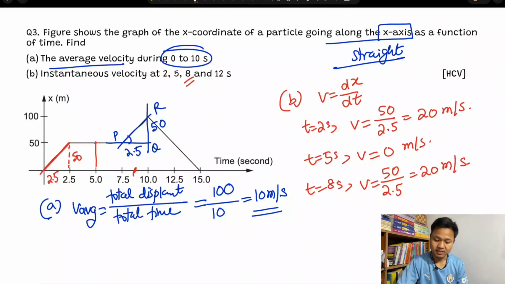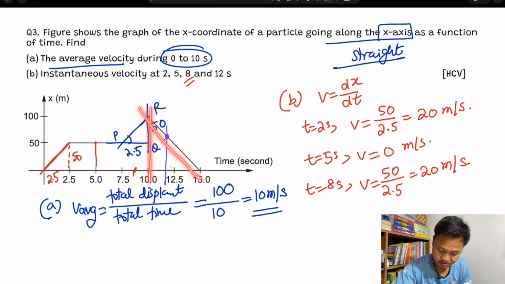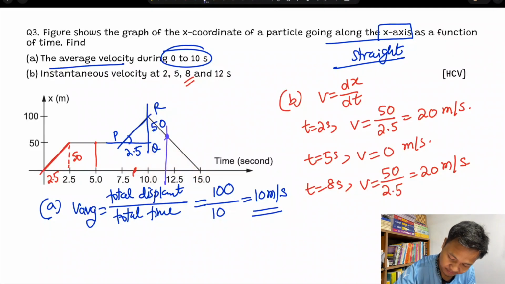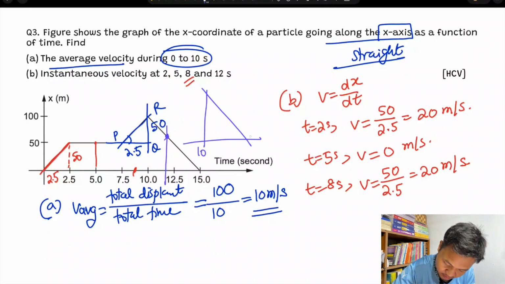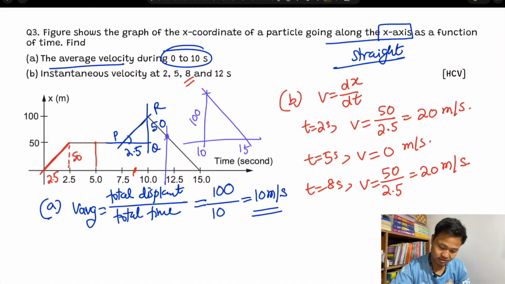Okay, and finally at 12 seconds. 12 seconds is here. Okay, so here, see, you have this triangle. So you can use this triangle to find out the slope. So here I have the triangle. So this is 10, so this is 15, and this is 100. Okay, so this is 100. Okay, so you focus on this triangle.